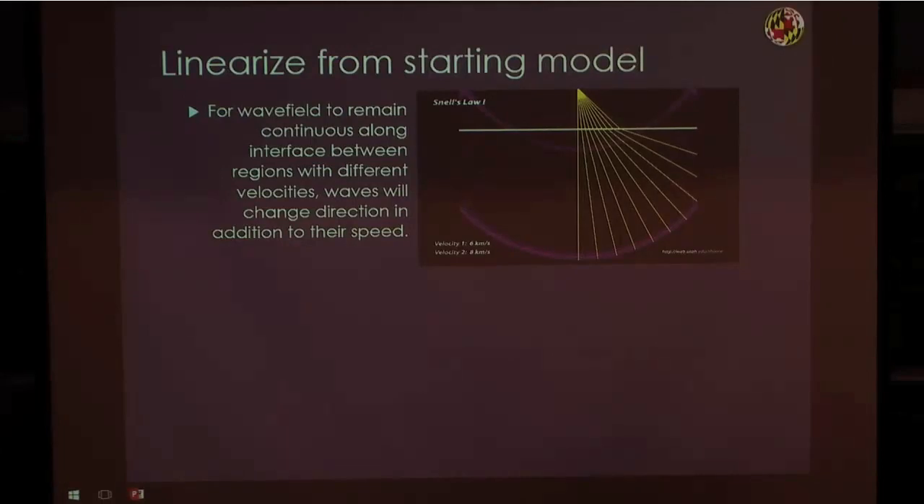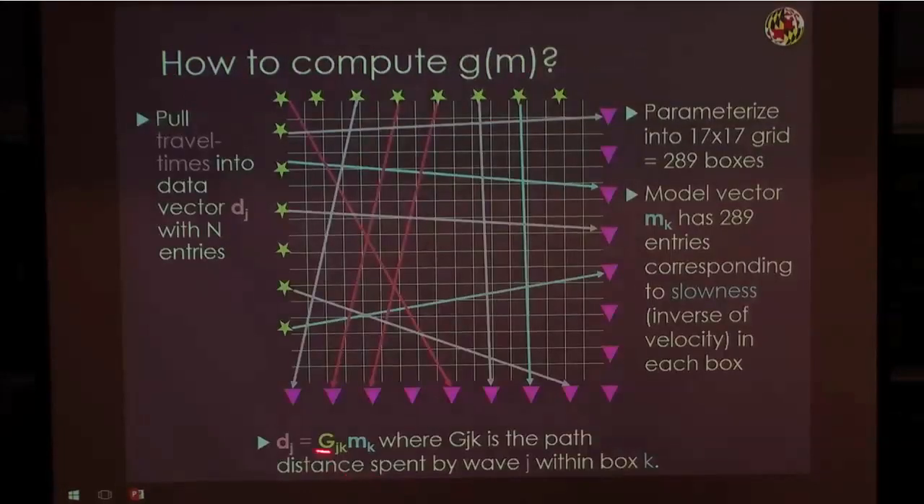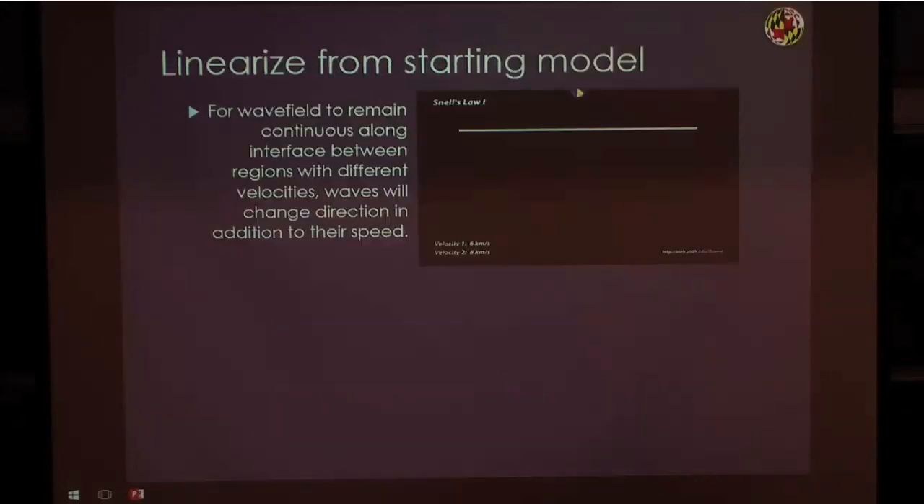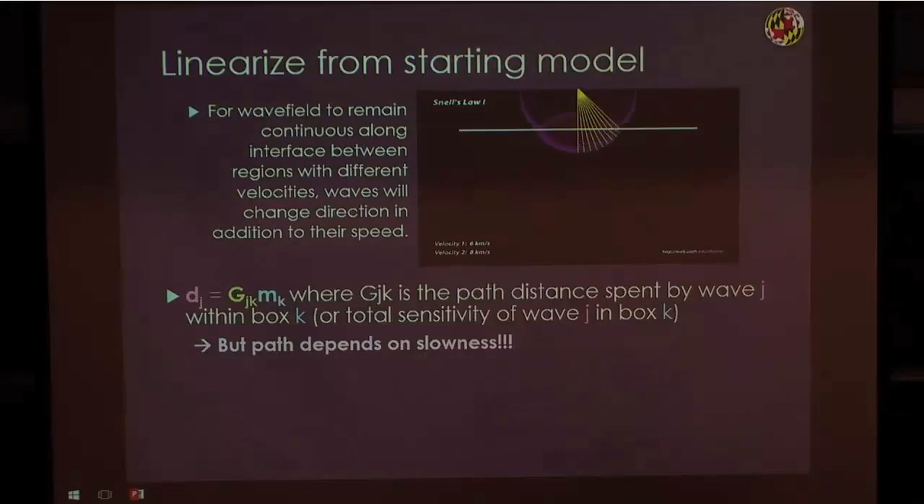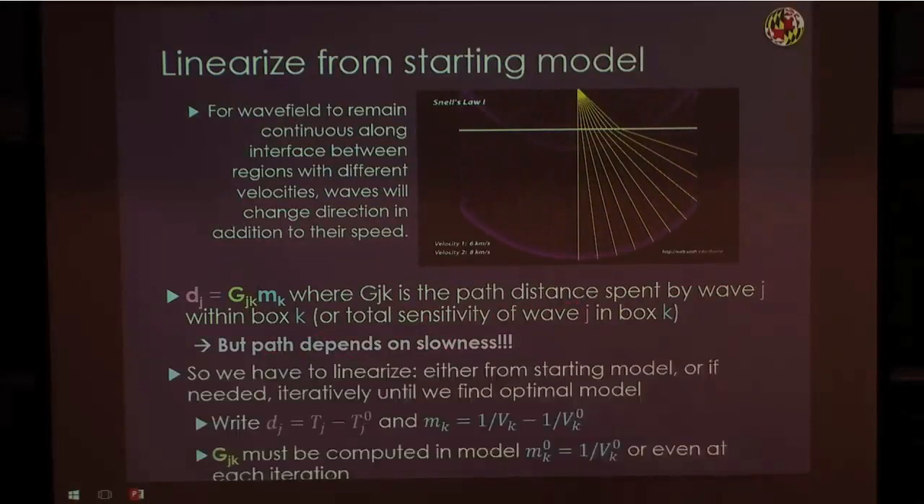In other words, I wrote G here, but I don't know how long the wave goes through a box because I don't know what the velocities in the boxes are. So this is not a linear problem. We have to actually linearize it. The path depends on the slowness. So we can either linearize from some starting model that someone else gave to us, or we can start anywhere and just constantly iterate, keep on linearizing, updating the model, and recomputing the paths, and so on and so forth.